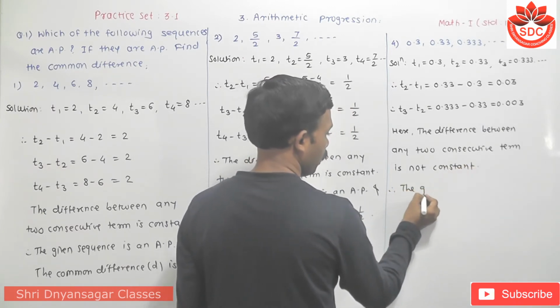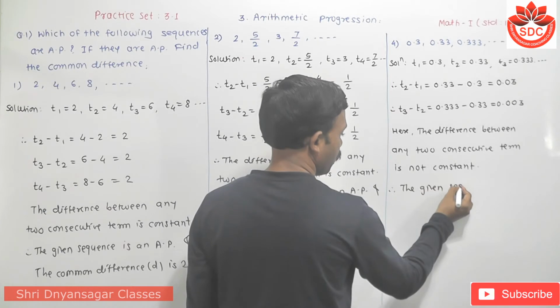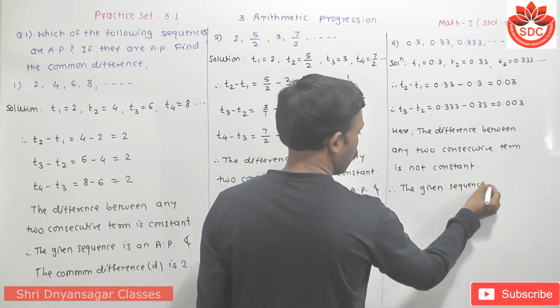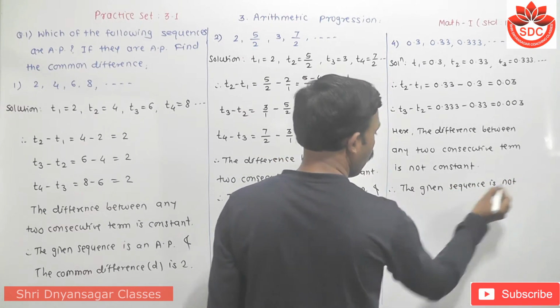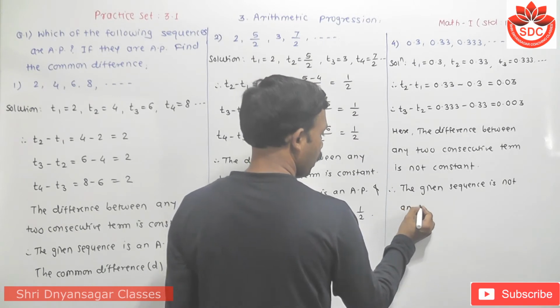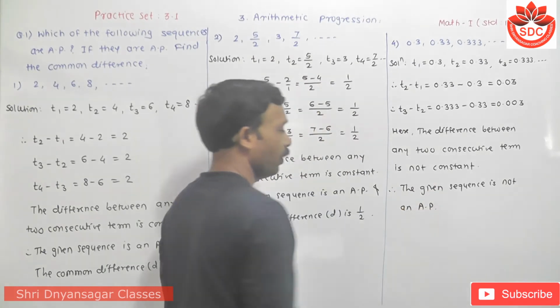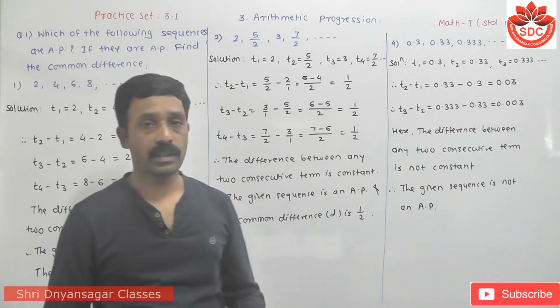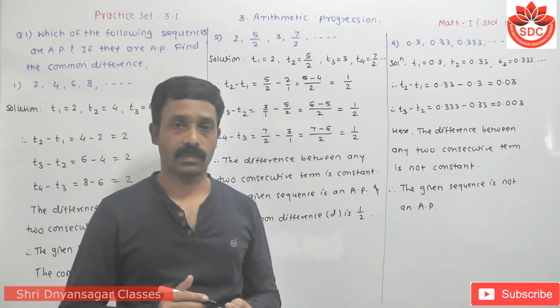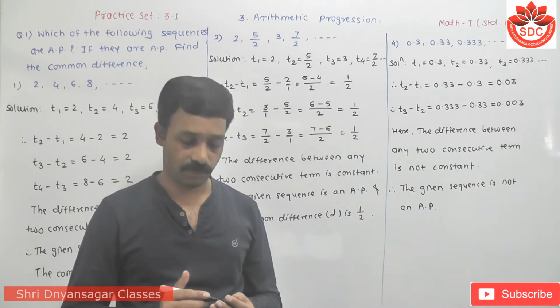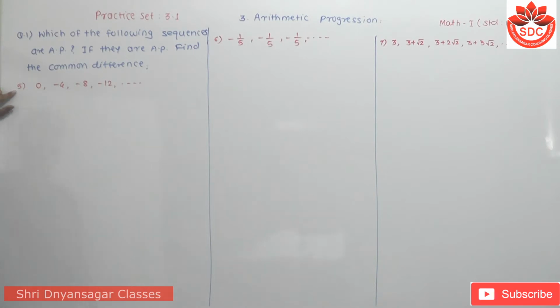Therefore, the given sequence is not an AP. Can you understand this? Okay, we take the next question, question 5 of the first question.